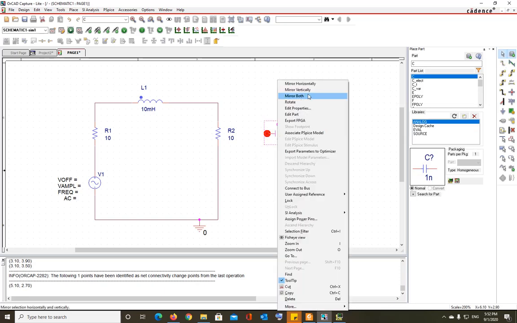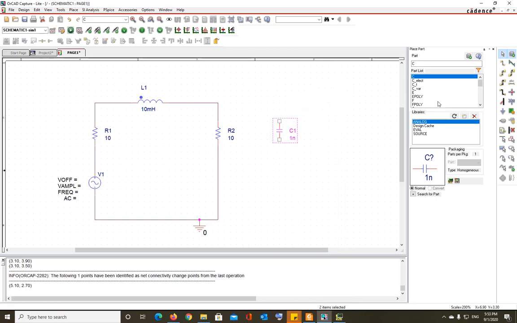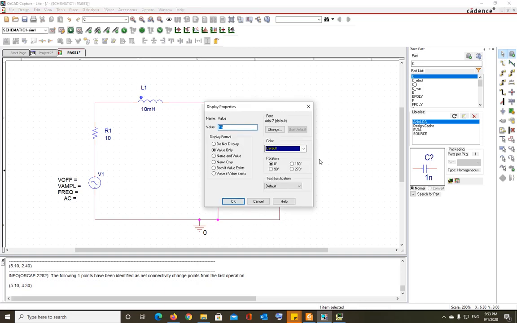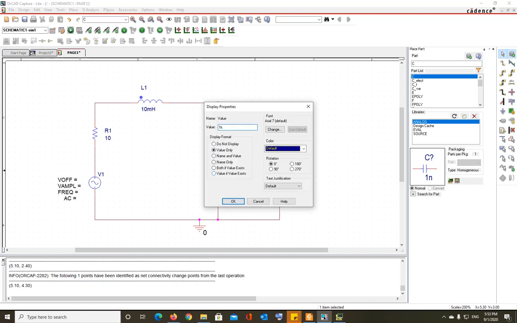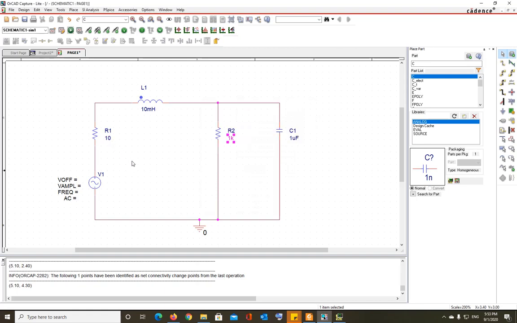So rotate and capacitor. Okay, and let's say the capacitor value is 1 microfarad. And let's say this is 1 kilo ohm and this is 500 ohm.